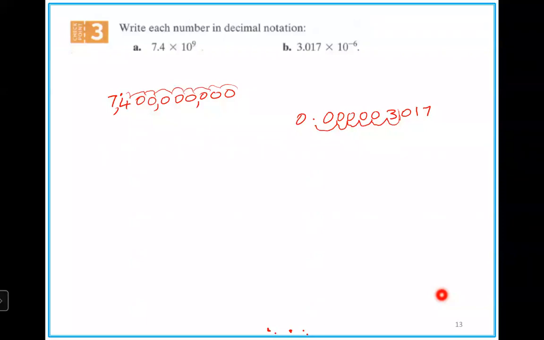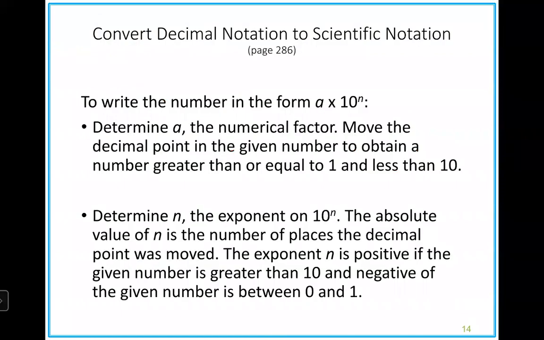Okay, so what we just did then was converting numbers in standard notation or scientific notation. Some people say standard form, scientific notation into decimal notation. So now we're going to do the reverse, which is page 286 of your book, which is to convert decimal notation to scientific notation.